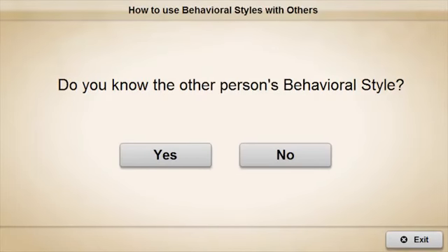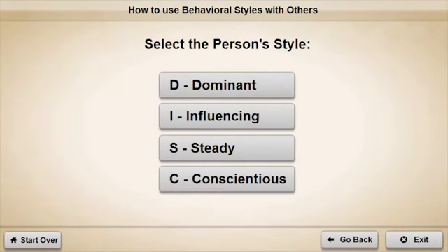Again, regardless of whether it's a customer, employee, colleague, or vendor. If you choose yes, you're then asked to choose if that person is a D style, I style, S style, or C style. Once you choose a style, you are presented with 4 major adaptability categories that I'll explain in just a moment.